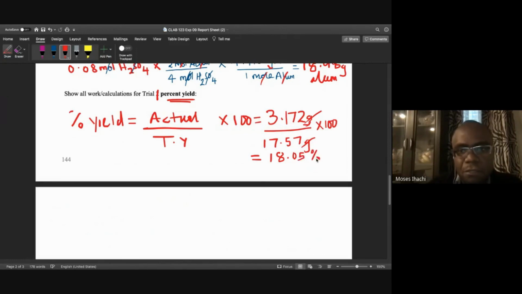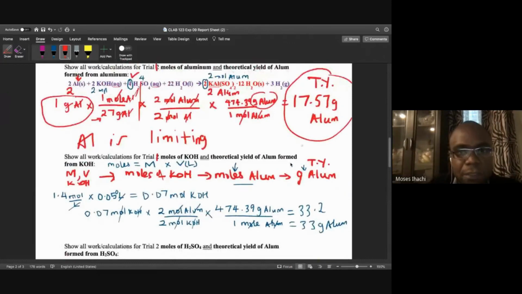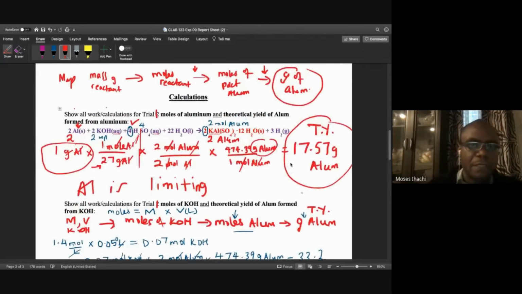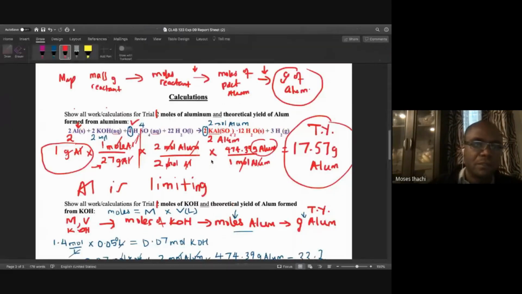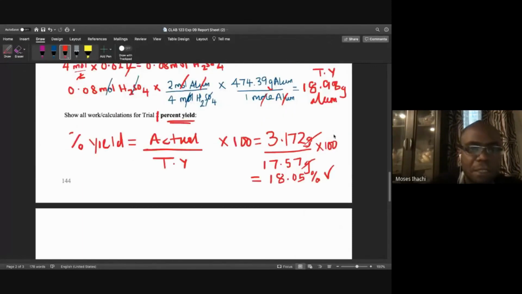Now, how do I determine the significant figures? So I'll go back to my theoretical yield calculations and see what the significant figures were provided. Obviously, I need to go to the table. So it's 4 significant figures that I'm given in the table. This one was 4 significant figures. So that's why I reported this in 4 significant figures. So it depends on the numbers you're given in the question.